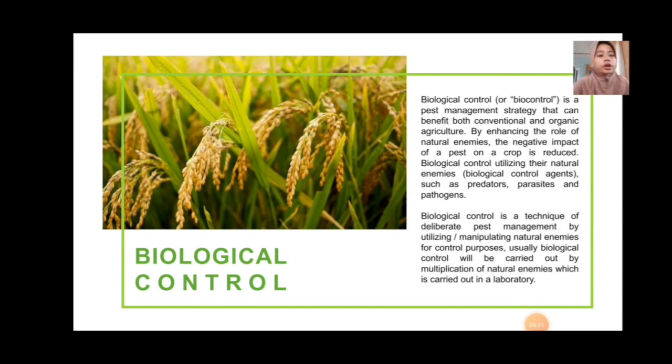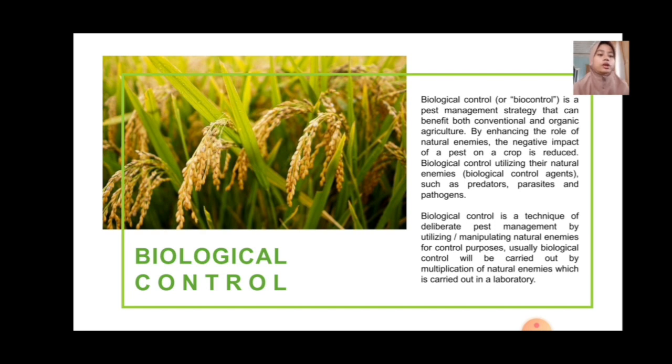Biological control, or biocontrol, is a pest management strategy that benefits both conventional and organic agriculture by harnessing the role of natural enemies so that the negative impact of pests on crops is resolved. Biocontrol utilizes natural elements: predators, parasites, and pathogens. Biological control is a technique of deliberate pest management by utilizing and manipulating natural elements to control populations.